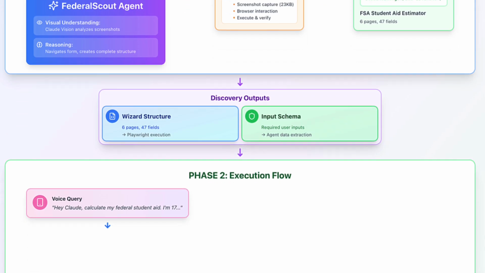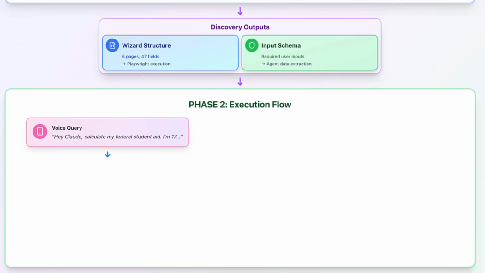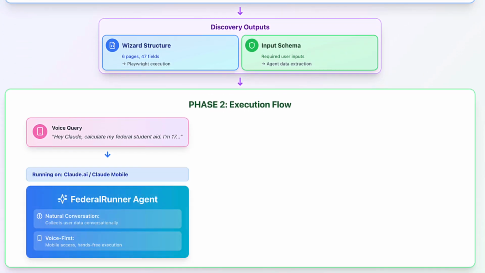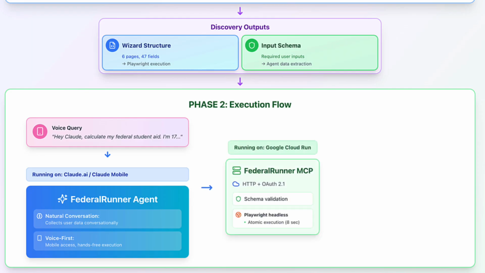Now the second phase, execution. The second agent of our multi-agent system, the Federal Runner agent, runs on Claude.ai and Claude Mobile, enabling both web and voice queries. The agent calls the Federal Runner MCP server, but this one's deployed remotely on Google Cloud Run. This remote deployment is what enables access from anywhere: phone, web, mobile app.